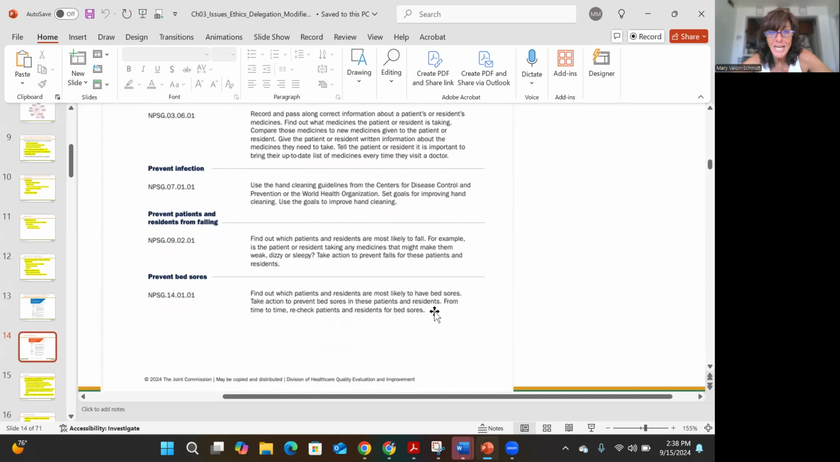Wash your hands, wash your hands. Fall prevention, okay? Make sure that we are addressing it before it happens. So who is most likely to fall and why? Are they taking meds that might make them drowsy or dizzy? Do they just have generalized weakness? Did they have a stroke? Make sure that this is documented and then interventions are put in place to prevent them from falling.